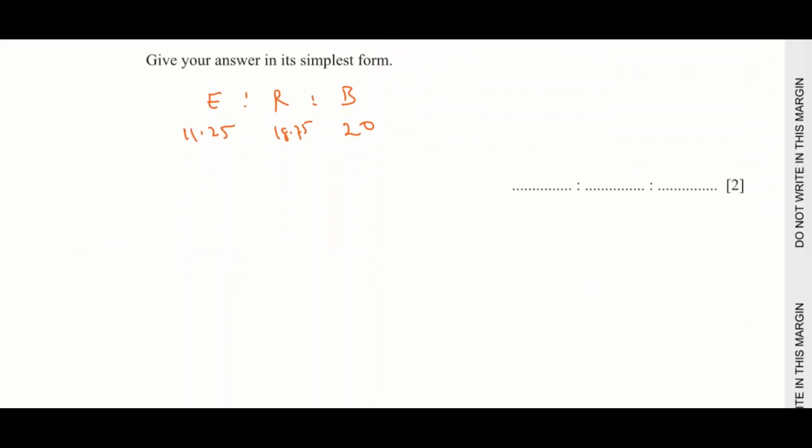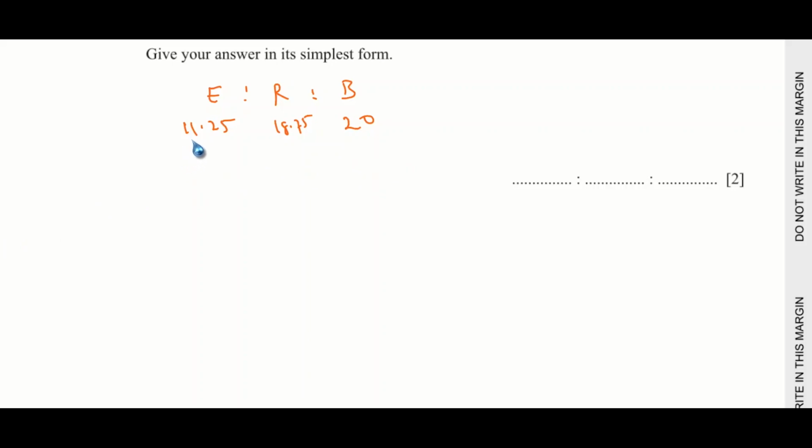So let's divide by the smallest number here, by 11.25. So this will give us 1. This will give us as a fraction 5 out of 3. And this will give 16 out of 9. But we want to have whole numbers, okay? So we need to use the LCM. This one is just like 1 over 1.